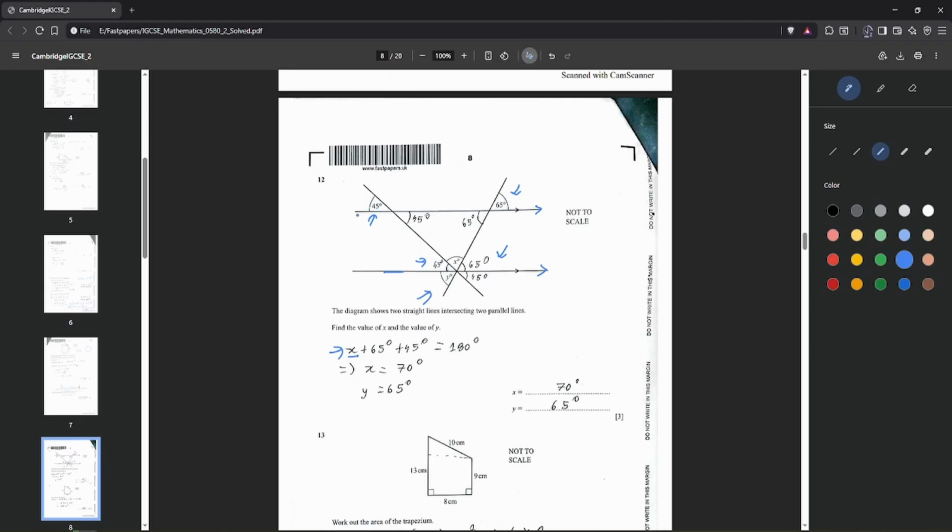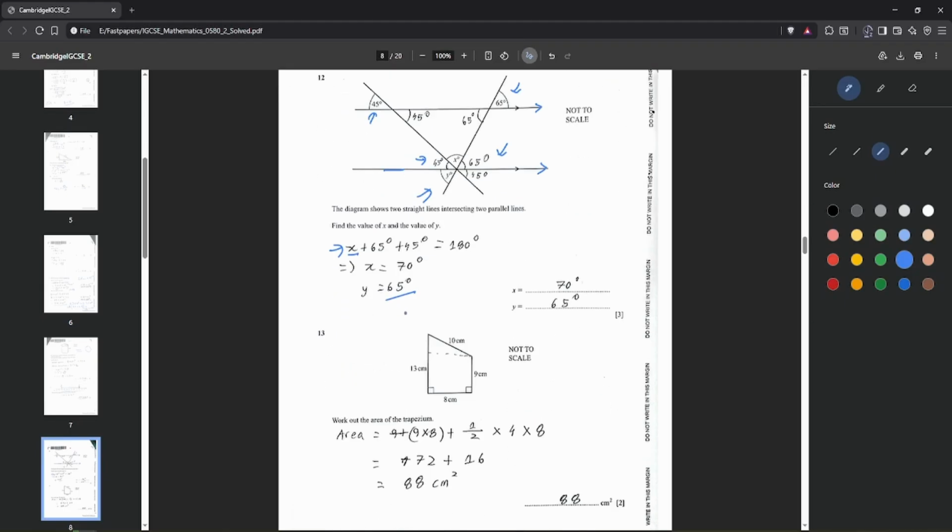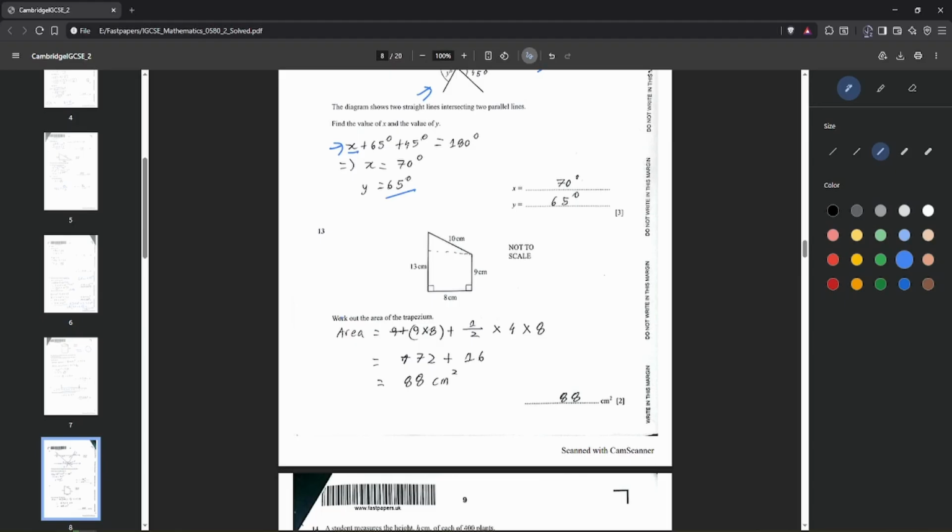Now coming to y, it is the vertically opposite angle of the 65 degrees, so the value of y will be 65 degrees. Now we have to work out the area of the trapezium, so you can use the formula of the trapezium, or you can break this down into a triangle and a rectangle. So if you use the formula of the trapezium, we have half into b1 plus b2 into height.